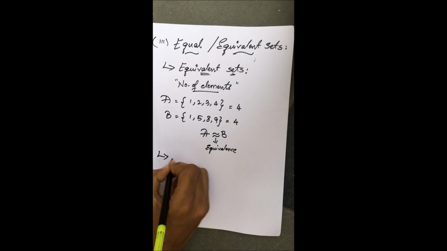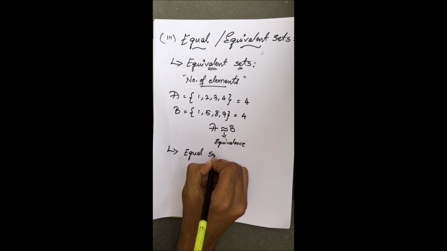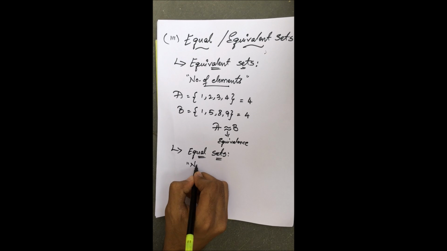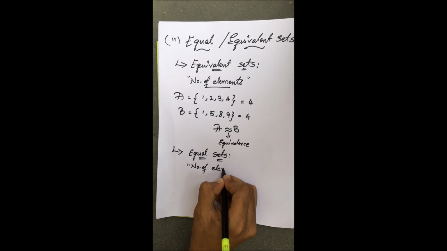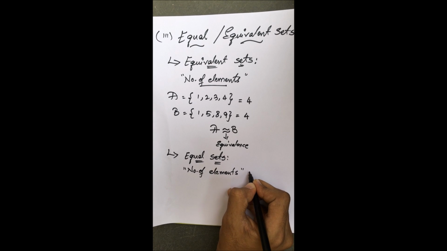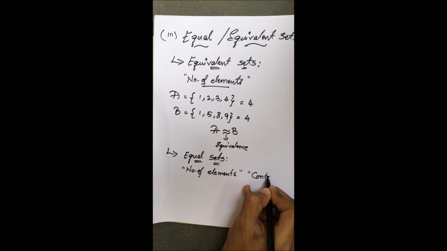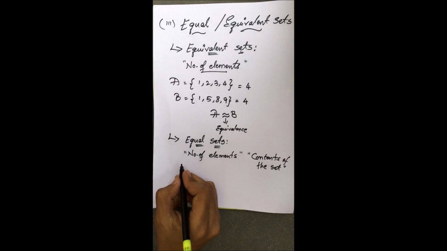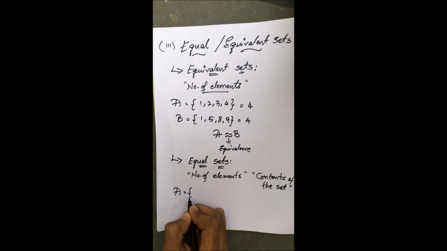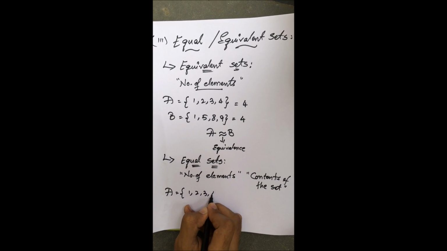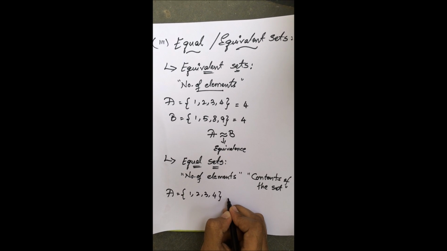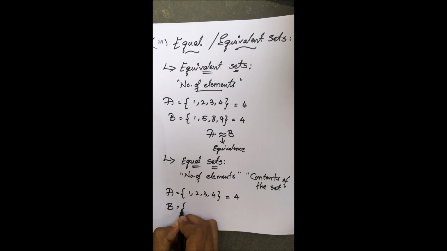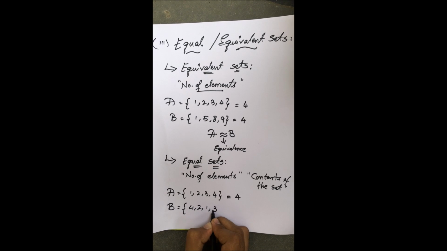So the next is equal sets. Equal sets focus on the number of elements, as in equivalent sets, as well as the contents of the set. So I'll give you a simple example for this. Set A, we'll take the same example, 1, 2, 3, 4. This is a set A of natural numbers, the first 4 natural numbers, and they are 4 in number. And a set B as 4, 2, 1 and 3.